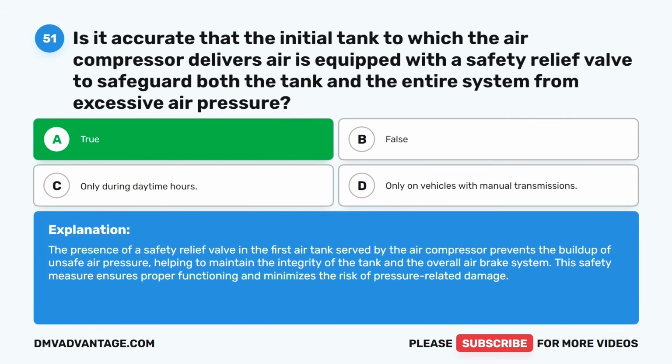True. The presence of a safety relief valve in the first air tank served by the air compressor prevents the buildup of unsafe air pressure, helping to maintain the integrity of the tank and the overall air brake system. This safety measure ensures proper functioning and minimizes the risk of pressure-related damage.